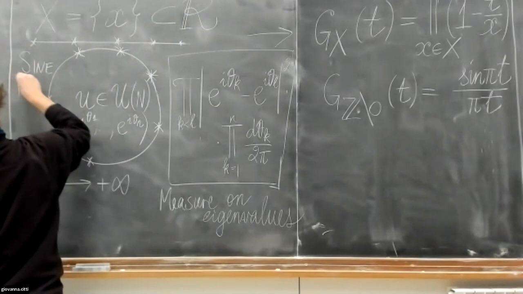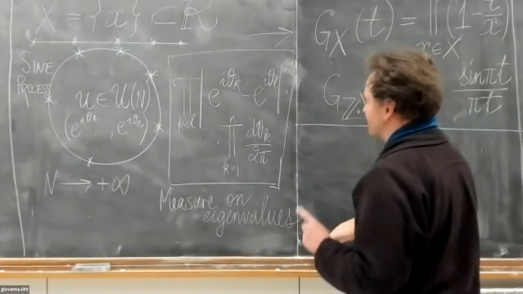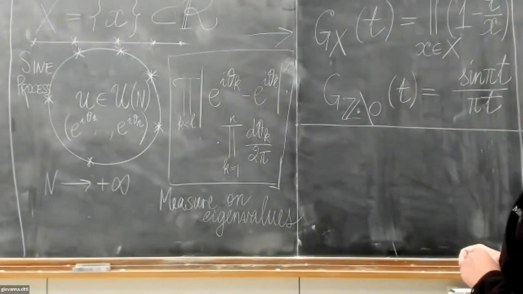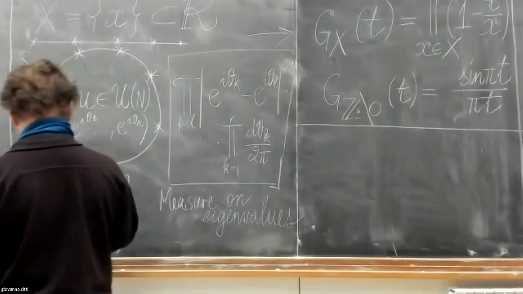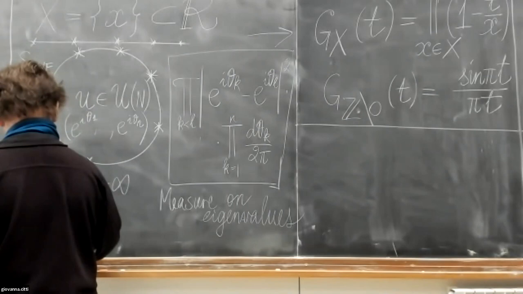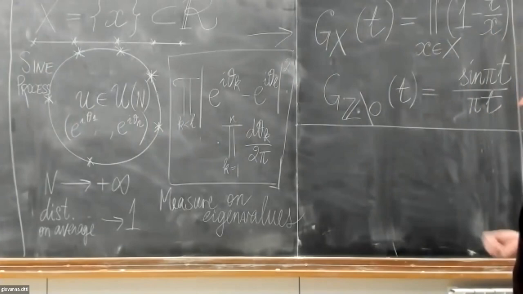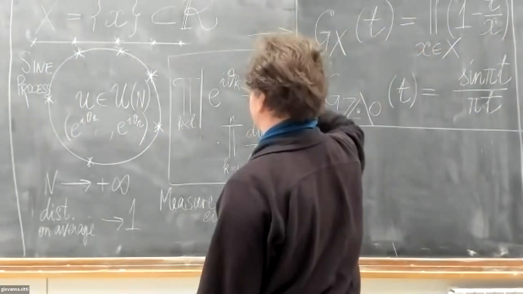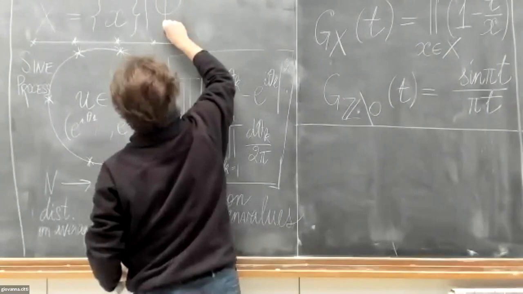The best way of defining the sine process rigorously is to put the expectation of a multiplicative function. So I have a measure. Here, this was a measure on the set of finite collections. Now, when I go to the limit n goes to infinity, the average distance goes to 1, and I have a measure on infinite collections of particles. It is convenient to consider expectations of quantities which I call multiplicative functions. This is the key object of the talk.